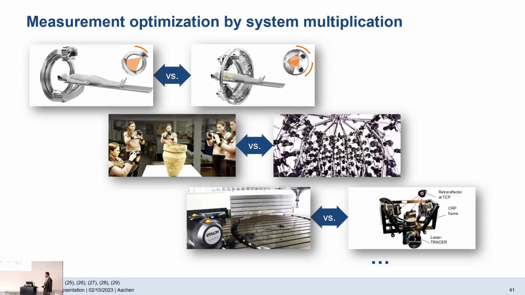The simplest form of a measurement effort increase could be represented by a system multiplication, which is a common practice. Here we have a single source CT, and there is a newer type, a dual source CT. We have a single camera approach for photogrammetry, or we can use multiple cameras at the same time. We can use a single laser tracker for calibration purposes, or we can directly use multiple laser trackers. However, all these measures improve the spatio-temporal resolution.